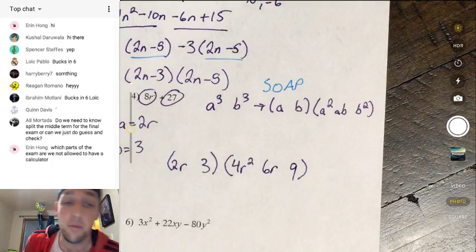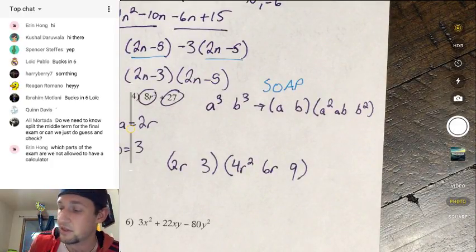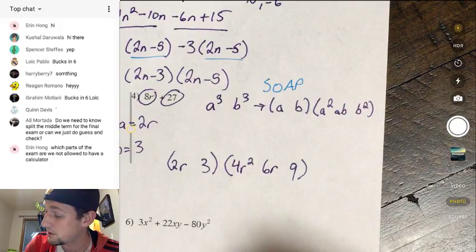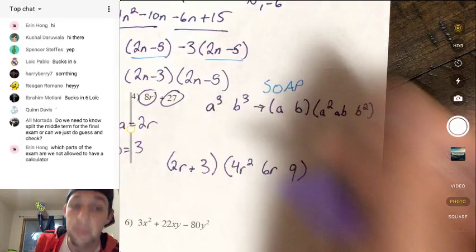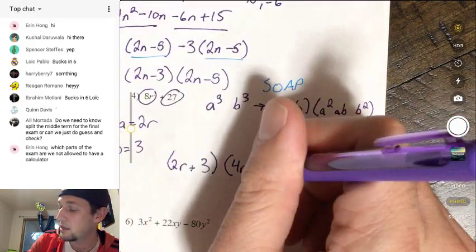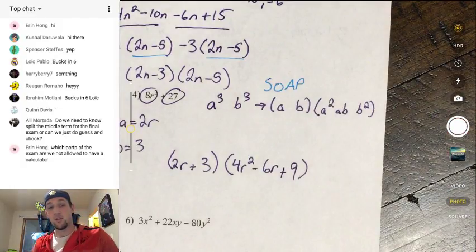And then to put your symbols in there, this is where you use SOAP. So my first one's the same as my original. My original problem was a plus, so the first one's a plus. My second symbol is the opposite of whatever I just wrote. So that's a minus because I just wrote a plus. And the last one, AP, always plus. Okay, so that's the cubes rule.